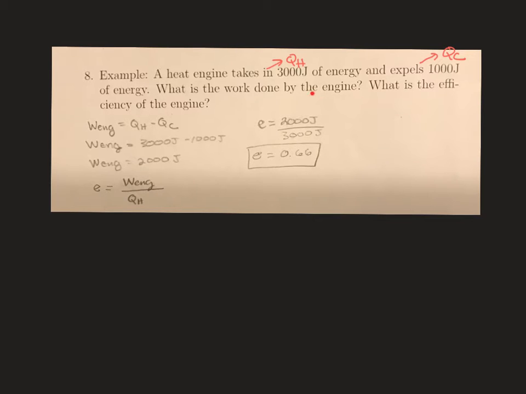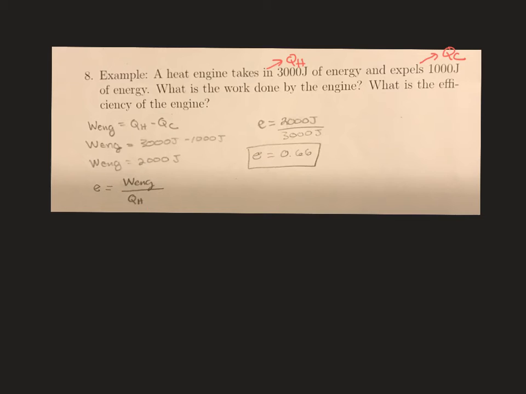We want to know what the work done by the engine is and what the efficiency of the engine is. So I'm going to use my relationship that the subtraction of the two heats is going to give you the work the engine can do. So we're going to take our 3,000 minus our 1,000 to get 2,000 joules.